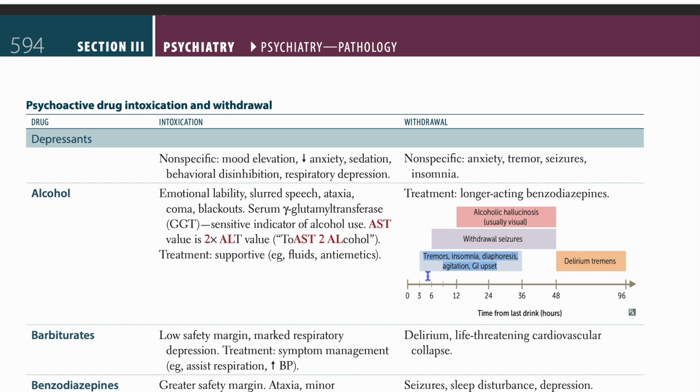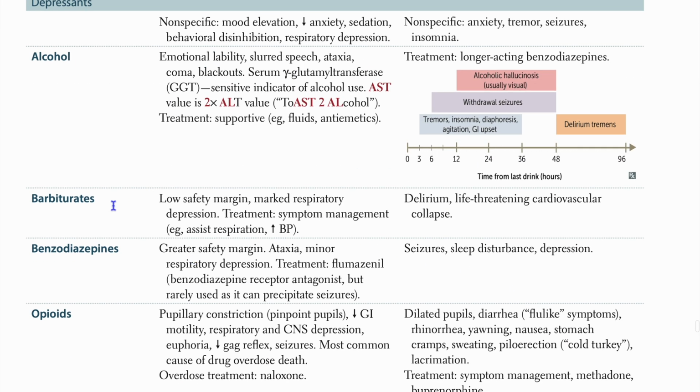Okay, so 3 hours you start getting tremors, insomnia, diaphoresis, agitation, and GI upset. Then within 6 hours you start getting withdrawal seizures and alcoholic hallucinations. After that occurs at 12 hours, and then 48 hours you get delirium tremens. That seems extreme, man.